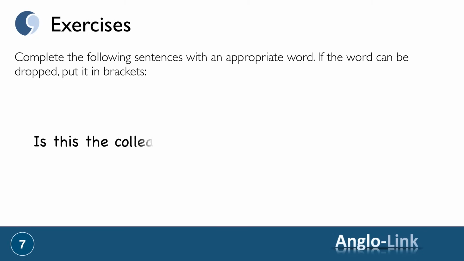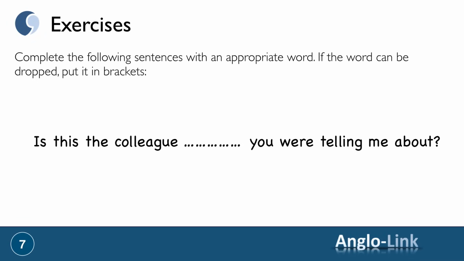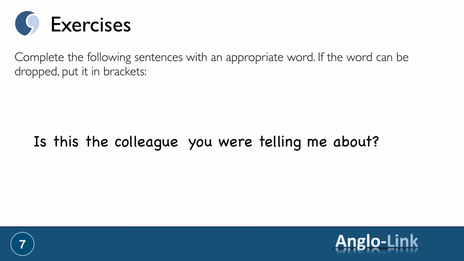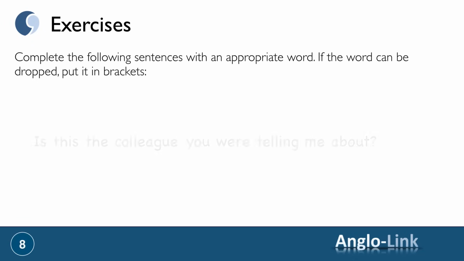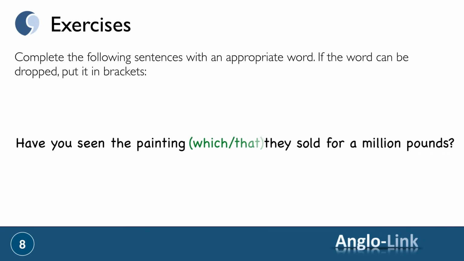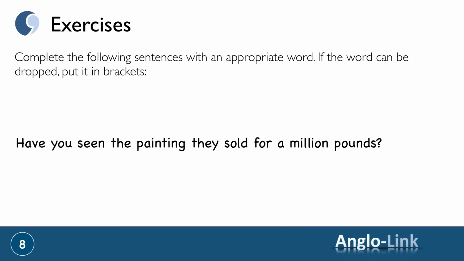Number 7. Is this the colleague you were telling me about? Is this the colleague who or that you were telling me about? You can drop the relative pronoun. Is this the colleague you were telling me about? Number 8. Have you seen the painting they sold for £1 million? Have you seen the painting which or that they sold for £1 million? You can drop the relative pronoun. Have you seen the painting they sold for £1 million?